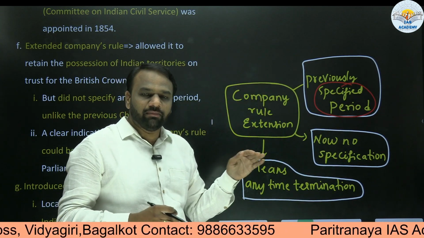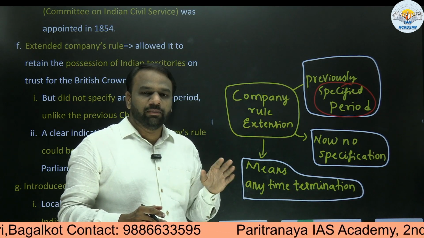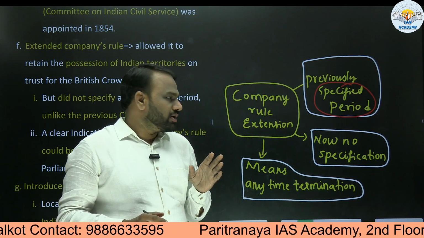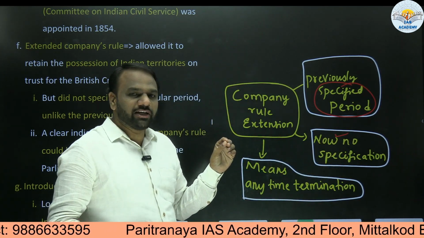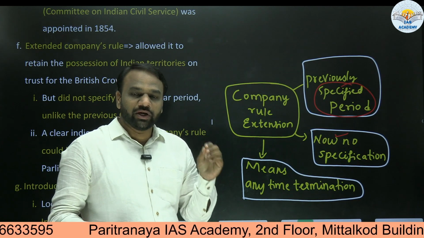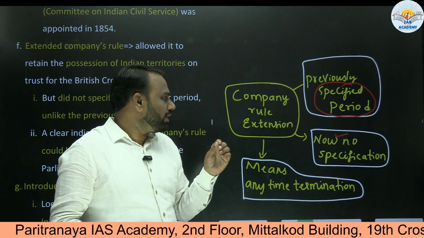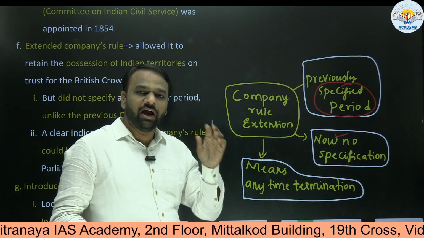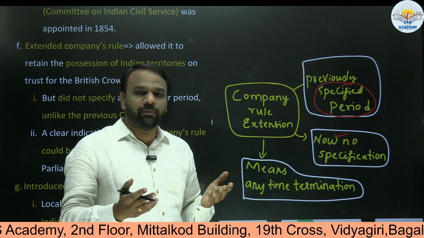But now, for the first time, in the Charter Act of 1853, they did not specify a particular period, meaning for how long they should rule India. No specification was present as part of the Charter Act of 1853. So it indicated that the British government was ready to remove the East India Company from the administration of India at any time and directly rule India. It can happen at any point of time in the future.